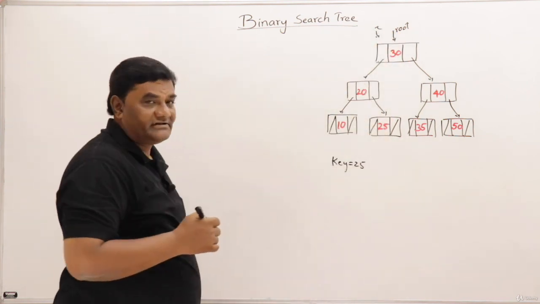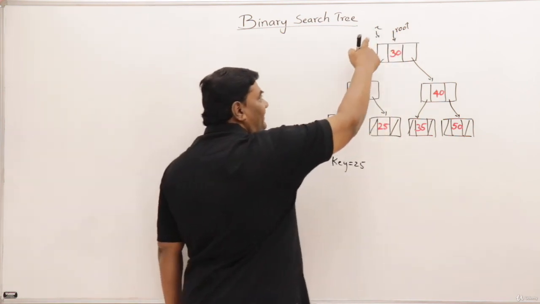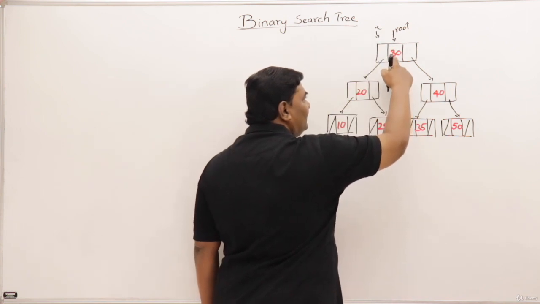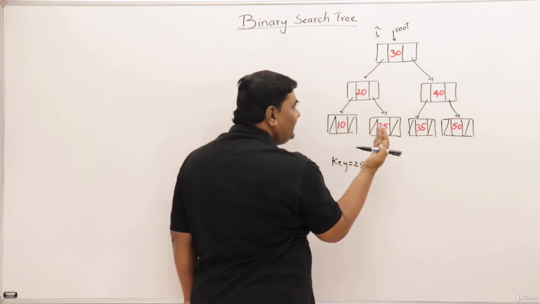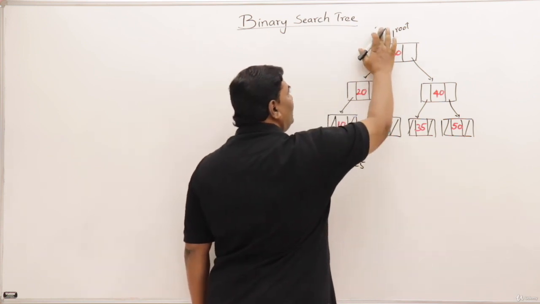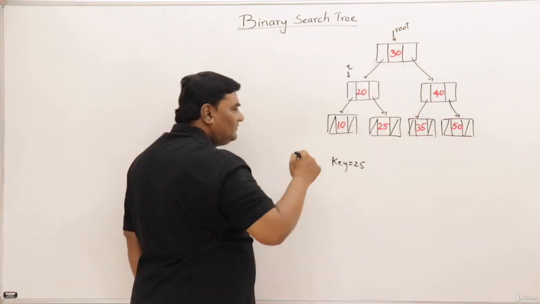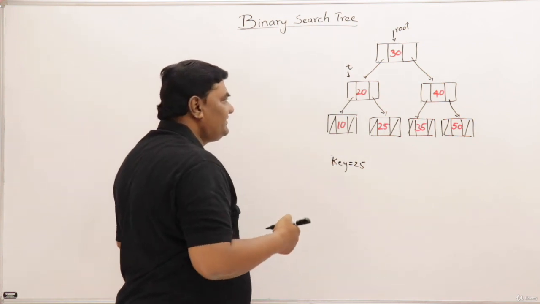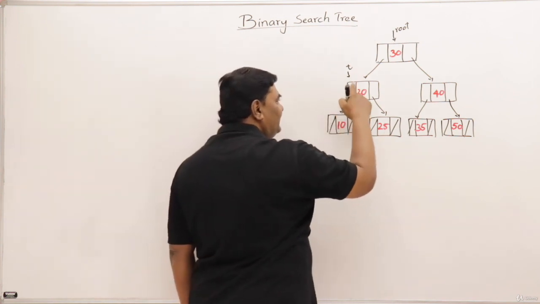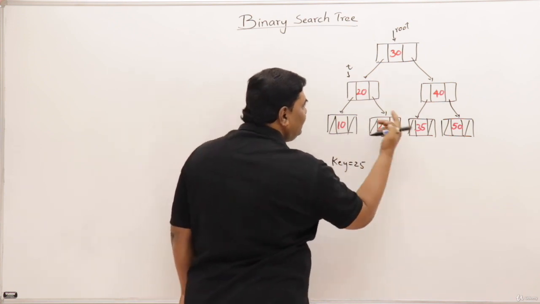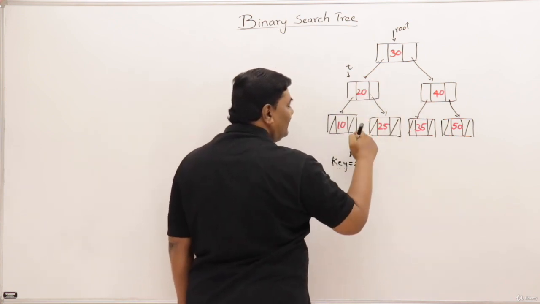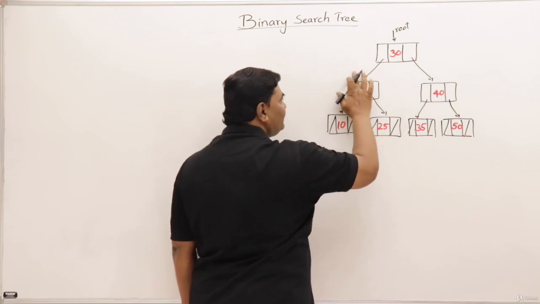Now let us see the procedure. What are the steps? Wherever t is pointing, check the data and compare with the key. Key is smaller than the data. So if key is smaller, move t on left child. The next step is the same thing, repeating. Wherever t is pointing, check the data and compare with the key. Key is greater than data in this node. So move t on right side.